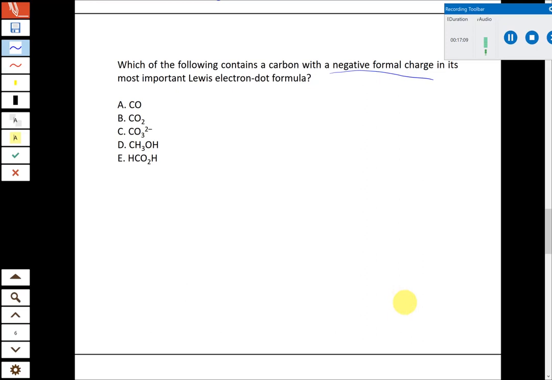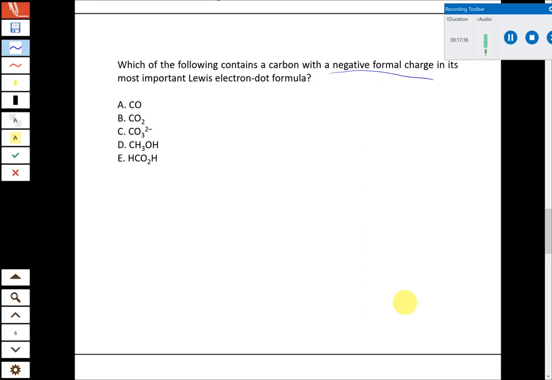So in other words, if you draw the structure of these compounds or ions, and you obey the octet rule and follow everything, which one will have a negative formal charge on carbon? It's actually a pretty rare situation to have a negative formal charge on carbon. Carbon very rarely has formal charges at all, as it turns out. But as you'll see, there's going to be one example in this one that does have a negative formal charge.